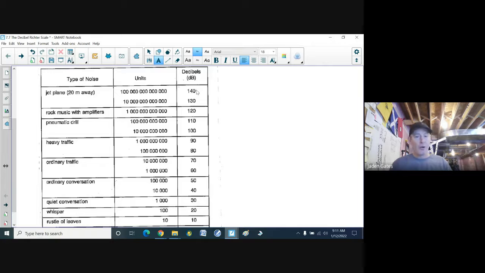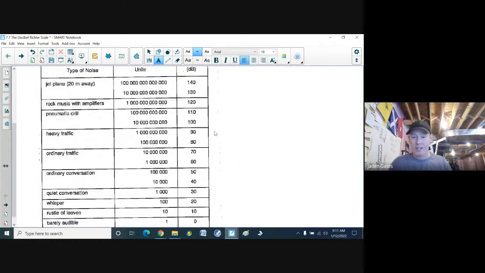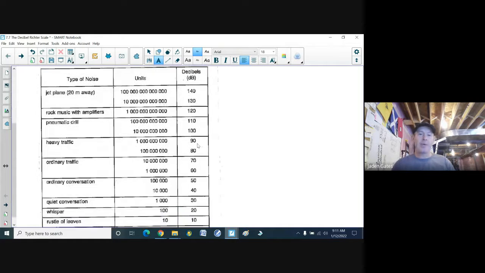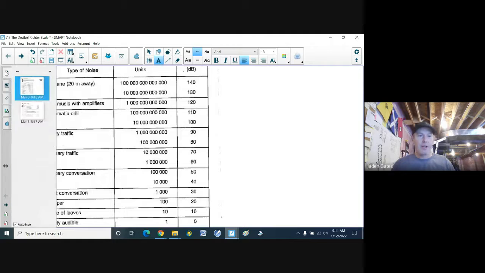So it only goes up to 140, just like our Richter scale only goes up to 10, because we just haven't had an earthquake that strong. Doesn't happen. Not that we know about anyways. All right, but the big thing here is the decibel scale goes up by tens.